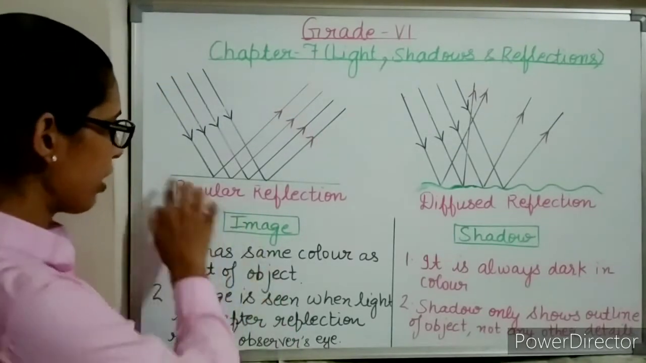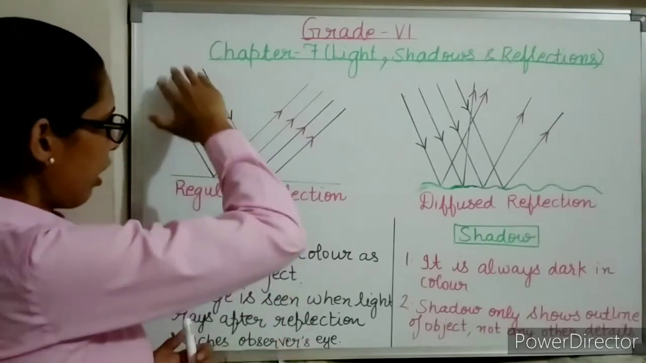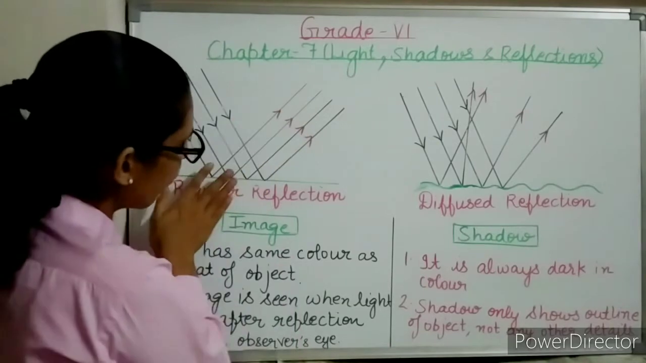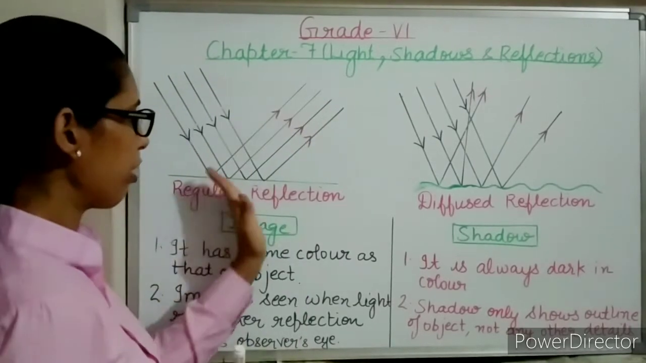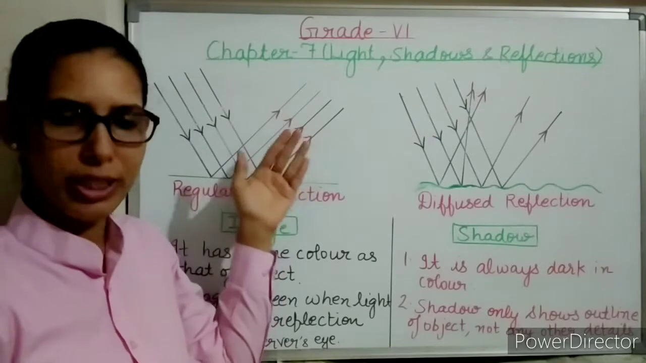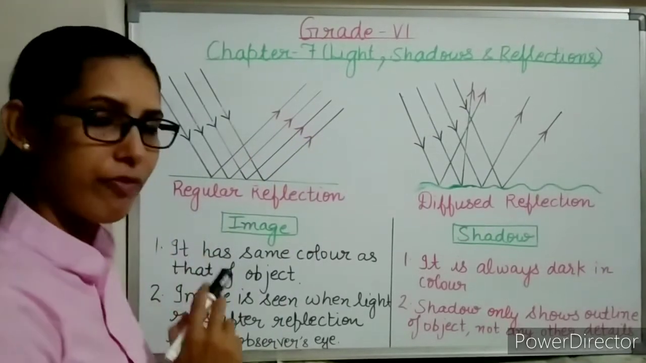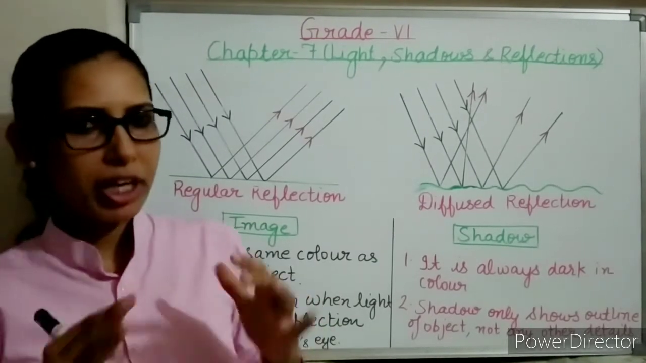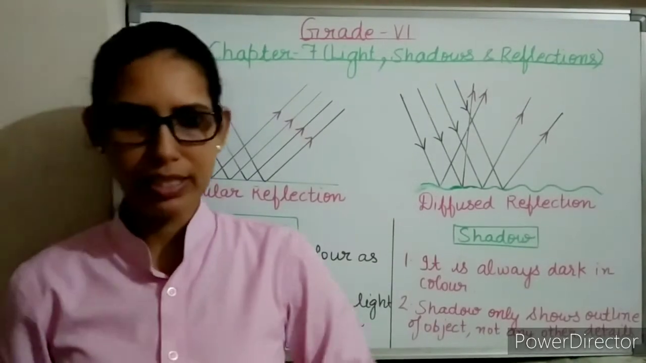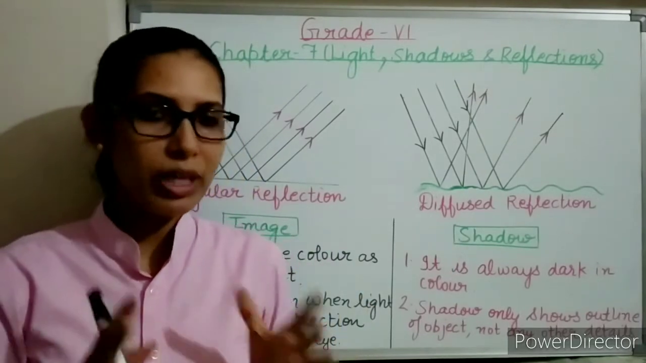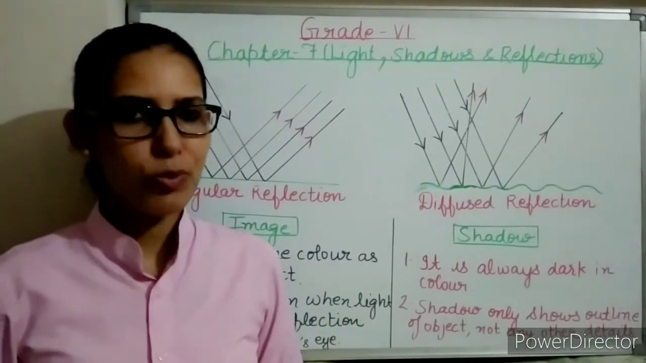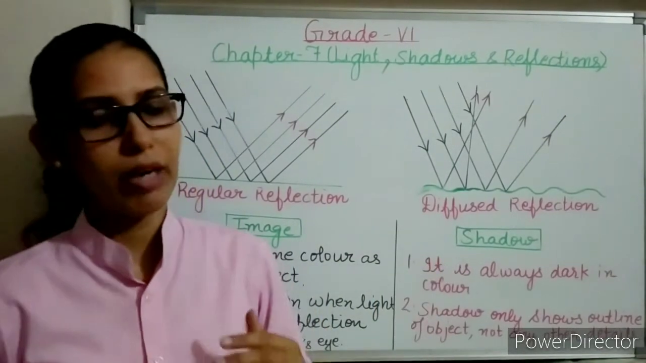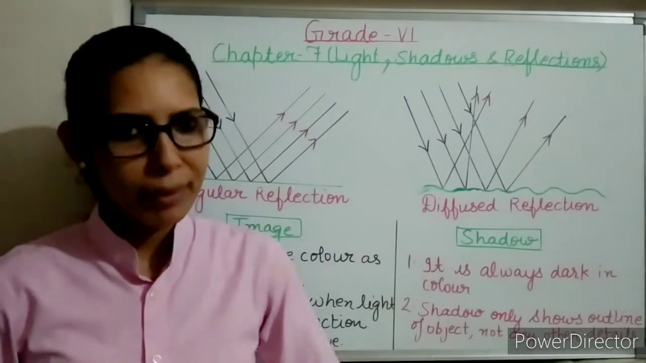In the case of the smooth surface, here you can see the light rays are falling on this smooth surface, and after reflection all the light rays are moving in one particular direction, and even after reflection all the light rays are parallel to each other. This type of reflection is known as regular reflection. A mirror is a very good example of a smooth surface. A mirror is a smooth, highly polished surface. That's why we are able to see the image in the mirror. We will come to how we can see our image in the mirror.